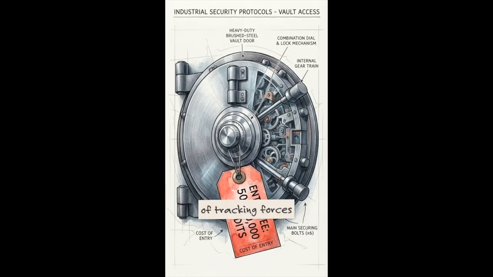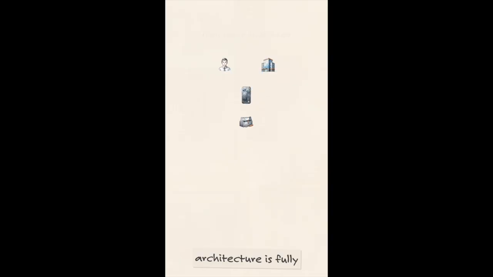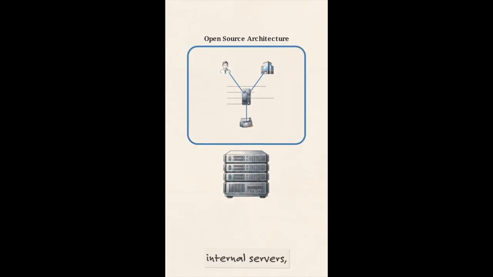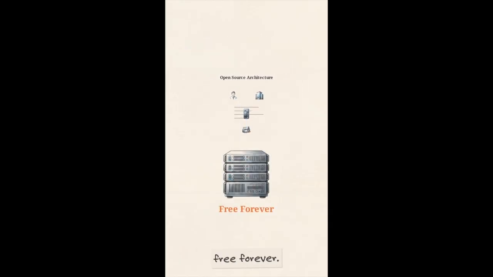Usually, getting this level of tracking forces you into expensive, closed-off proprietary software subscriptions. But Snipe-IT's architecture is fully transparent and open for anyone to inspect. This total transparency means your company is never trapped by rising licensing fees or restricted data access. By installing it on your own internal servers, the entire platform is completely free forever.